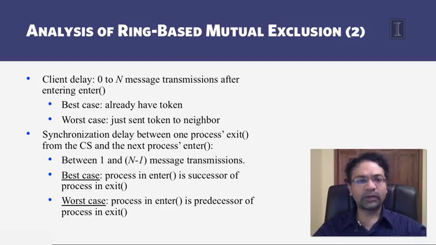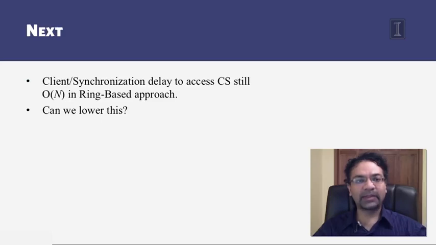So we solved somewhat the bottleneck problem with the central mutual exclusion algorithm, but the client delay and the synchronization delay have gone up to be order n in the ring-based approach. The question is, can we do better than this? Can we lower this client and synchronization delay further? And the answer we'll see in the next lecture.